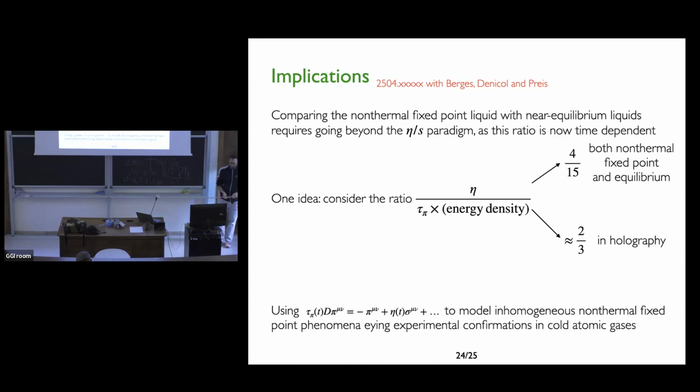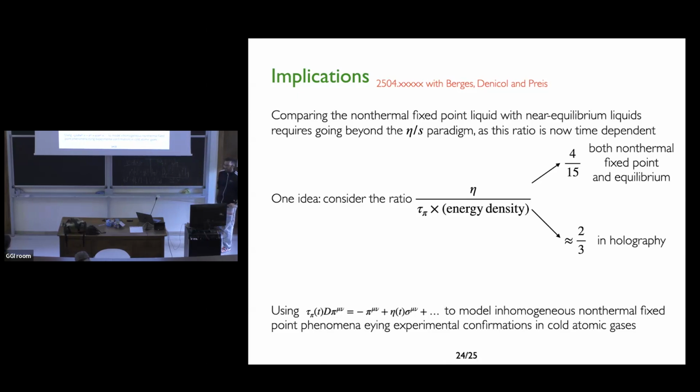So one idea that we had is to consider another ratio that might be insightful. This ratio is the shear viscosity divided by the relaxation time, understood as the decay rate associated with your system, times the energy density. And it turns out that when you take this ratio, what you get for our kinetic theory system is 4/15, and this is the value that is relevant both for the non-thermal fixed point and equilibrium.